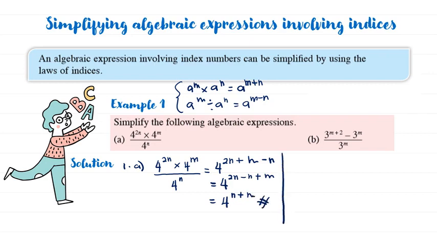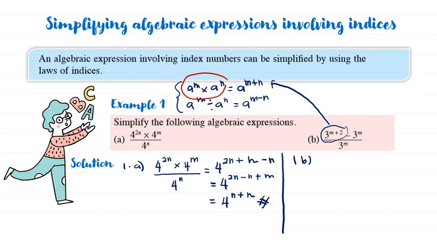While for question 1b, if you observe the first one, the base and its index, we have m plus 2, so it comes from this law actually. So you need to make it as this one.